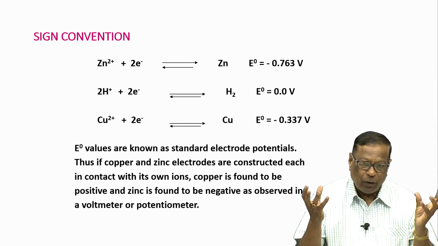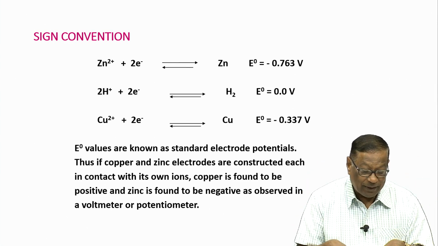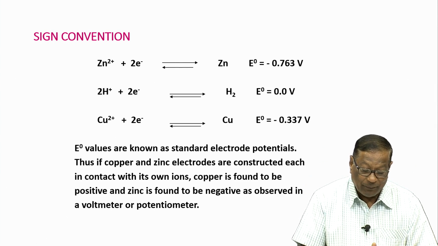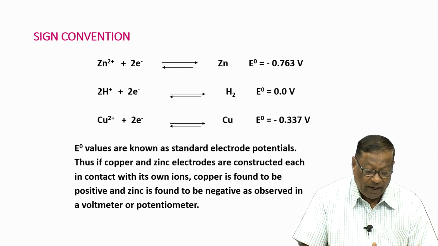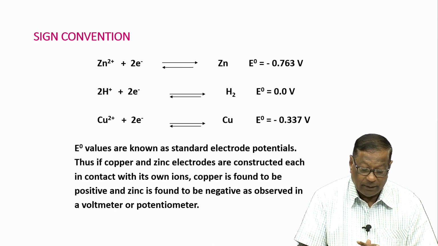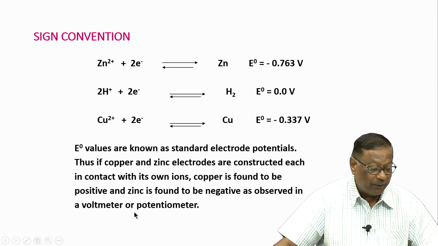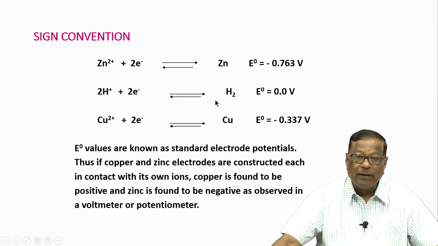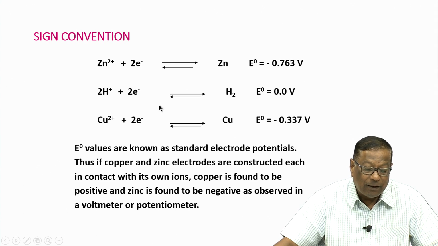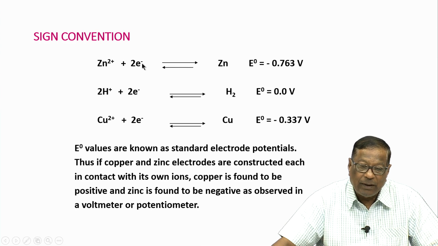So if I have copper and zinc solutions with their electrodes connected from outside, zinc is found to be negative compared to copper, and that will be reflected in the potentiometer or voltmeter, whatever it is. This is the convention. So even if I know that copper is going to be deposited on zinc.